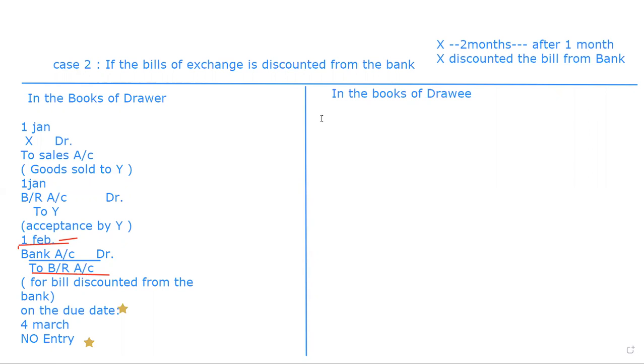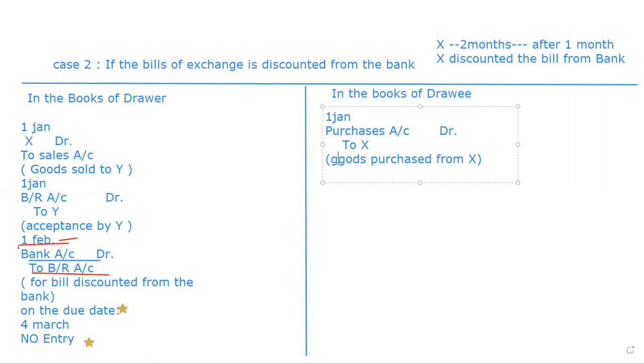Let's move to the books of drawer. See what the drawer will do. Suppose on 1st January, when the goods are sold to Y, it means the goods are purchased by Y. So the entry will be purchases account debit to X, because goods were purchased from X. We have to mark the narration as well: goods purchased from X.